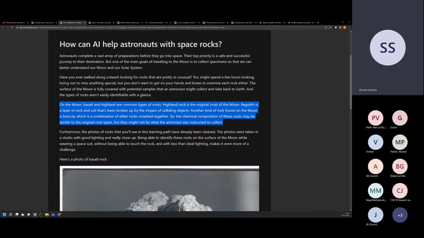So on the Moon, there are various types of rocks which are found. We have basalt rock and highland rock. Basalt rock is the one which is dark in color. The highland one is the lighter one, the white ones as such. The highland ones are the ones which create the crust of the Moon.